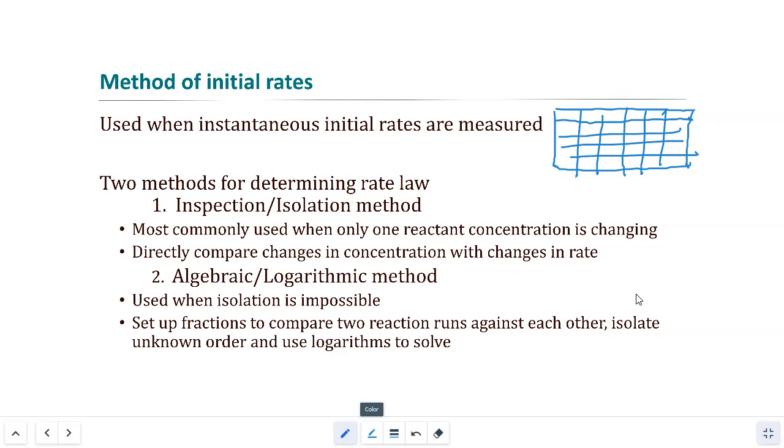Now, there are two ways that you can go about doing this. The first one is the easier of the two. I call it the inspection isolation method. What you do is you pick out a couple of those reaction runs and you try to look for things held constant. Okay, so I'm looking at reactant A and reactant B and the rate of reaction. So to figure out what's going on with A, I'm going to look at reactant B and try to find two conditions where reactant B is the same, so I can compare reactant A directly to the rate.